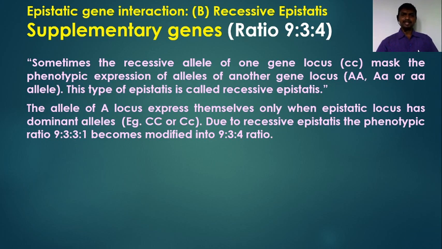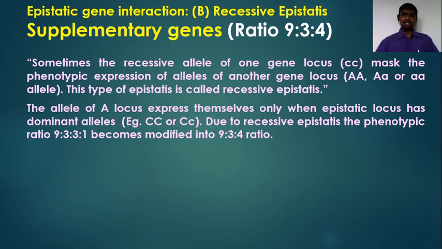So what happens in this case? There are two genes, one is C and another one is A. If this C gene is recessive, meaning it is small c, it masks the phenotypic expression of alleles of another gene, that is capital A, capital A small a, or small a small a. Here the condition is that the gene C should be recessive. If it is recessive, it masks the phenotypic expression of another gene, whether this other gene is dominant or recessive.